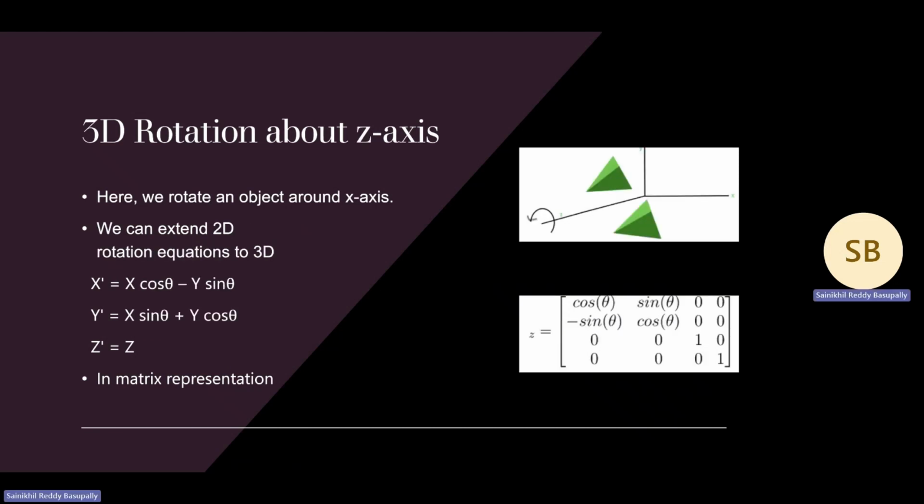Finally, the 3D rotation around z-axis. As we can see in the picture over here, we have rotated an object around z-axis. So similarly, we can extend the 2D rotation equations to 3D as well. So x dash equals x cos theta minus y sin theta, y dash equals x sin theta plus y cos theta, and z dash equals z. In matrix representation, it can be represented as in the picture here.